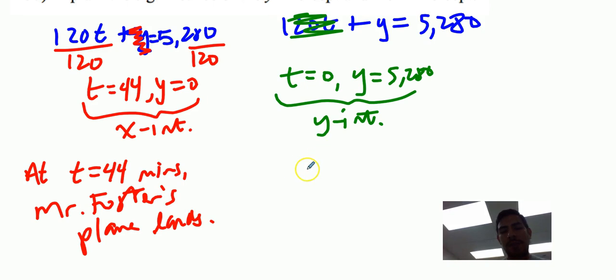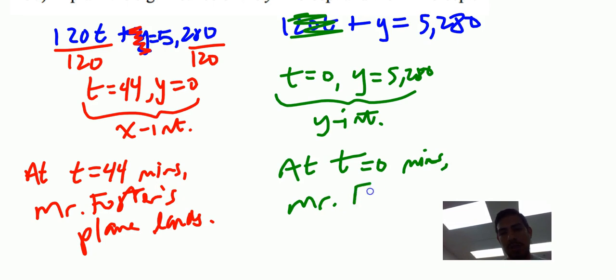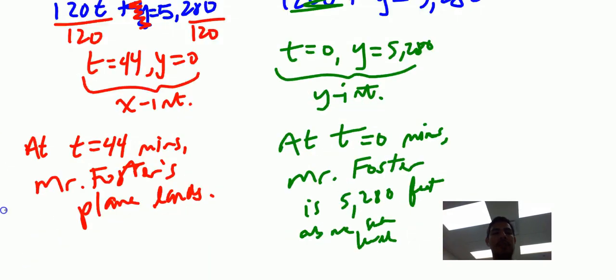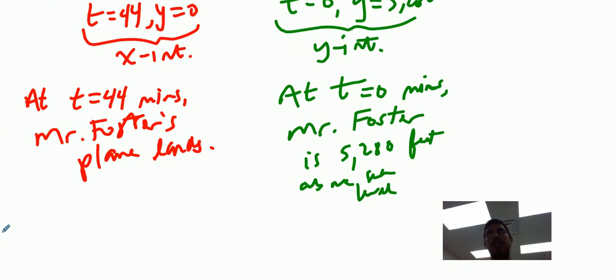At the beginning, for the green, at t equals 0 minutes, Mr. Foster is 5,280 feet above sea level. These were kind of tougher problems because you actually had to solve for the x and the y-intercept to get the equation. I don't think it's going to be that complicated on the test. Please talk to your teacher if you're worried about this problem so you can get another practice problem.